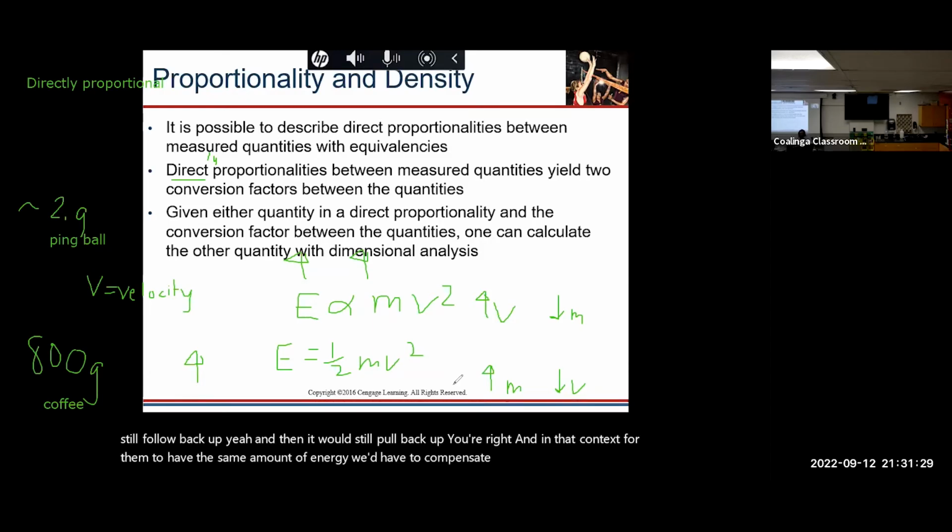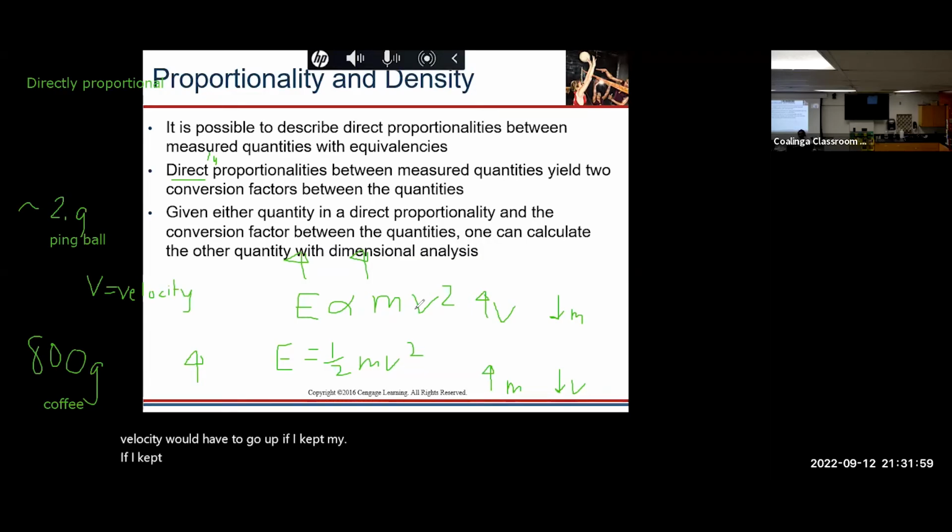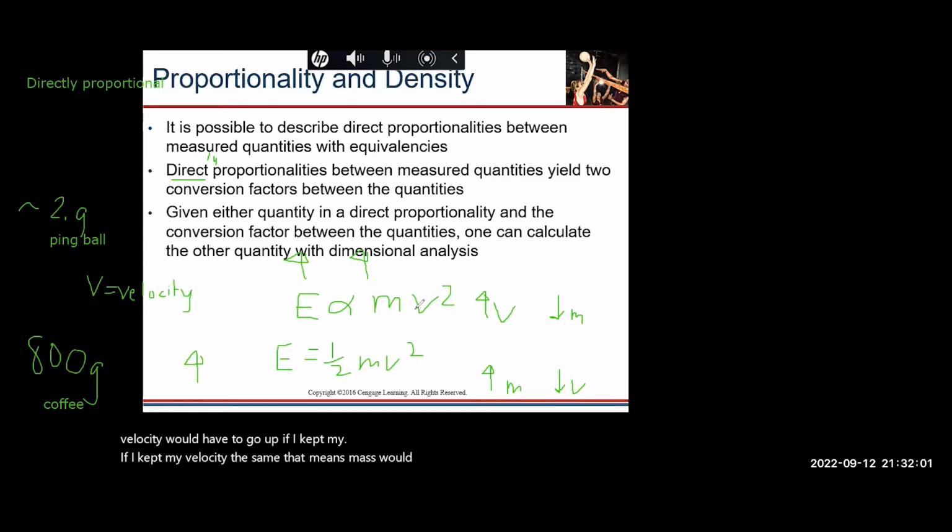Since these two are on the same side of the equation and are being multiplied by each other, they're going to be inversely proportional. Energy is directly proportional to mass, and it's also directly proportional to velocity. So as energy goes up, if I keep my mass exactly the same, then velocity would have to go up. If I kept my velocity the same, mass would have to compensate. That would be directly proportional.